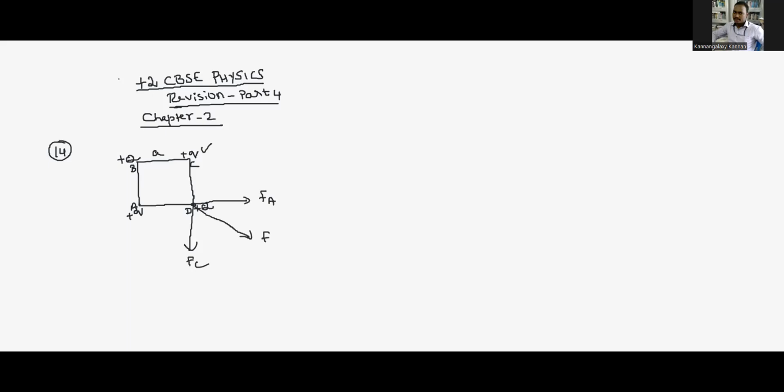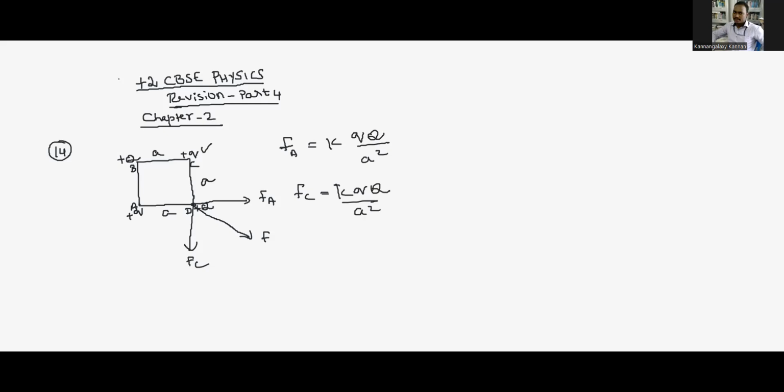So let us first calculate Fa, which is equal to K Q Q by R square. Between these two charges the distance is A, therefore it is A square. Similarly, Fc is also the same, K Q Q by A square.